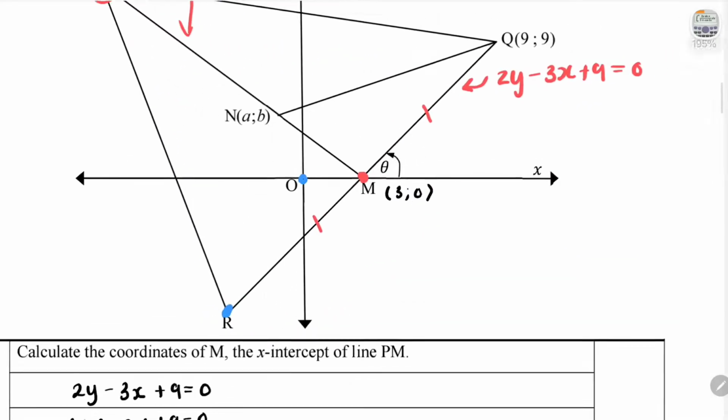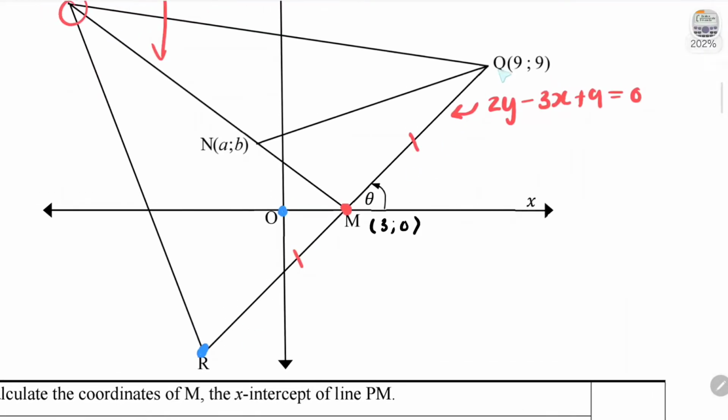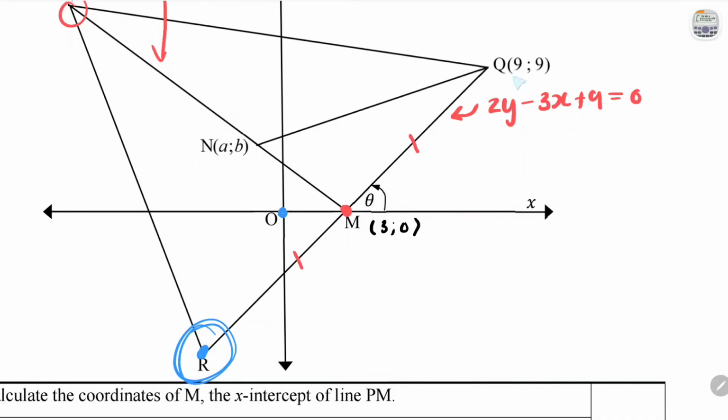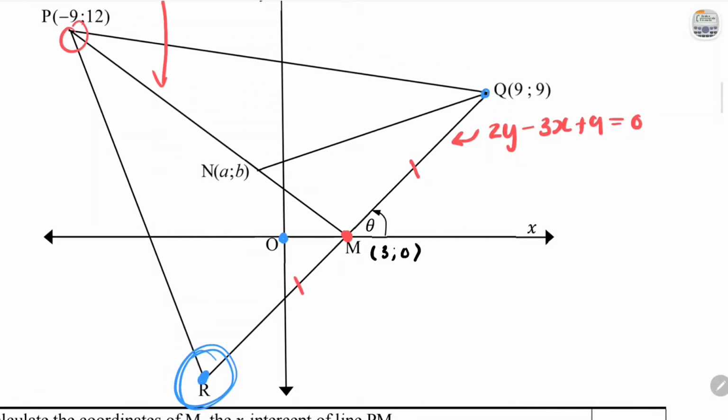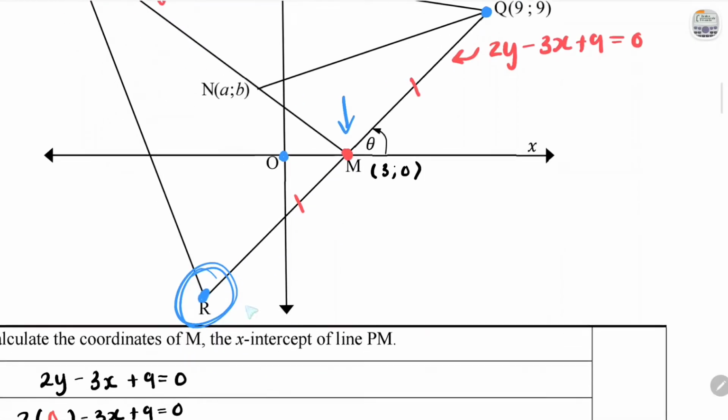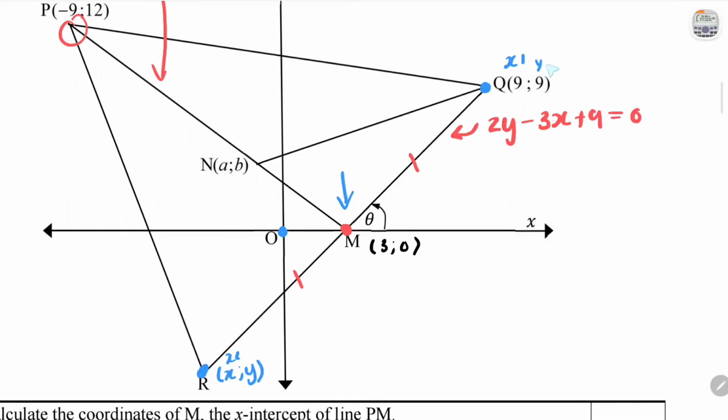Looking at it like this, do you remember what they told us about this line QR? They said that M was the midpoint of this line. So we can find R using the fact that this is the midpoint. Using the midpoint formula, we see Q and R as our endpoints. We're trying to find the midpoint, but we already have it. So let's take Q and R as our x1 and x2, and the y1 and y2, in any order, really, it's fine. And then that's the actual midpoint.